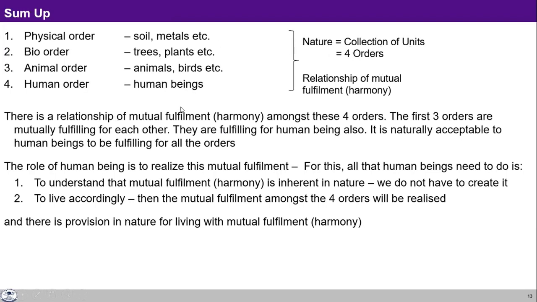There is a relationship of mutual fulfillment, that is harmony, among the four orders. The first three orders are mutually fulfilling for each other. They are fulfilling for the human being also. It is naturally acceptable to the human being also to be fulfilling to the other three orders. The role of the human being is to realize this mutual fulfillment. For this, all that the human being needs to do is to understand this fulfillment and to live accordingly.